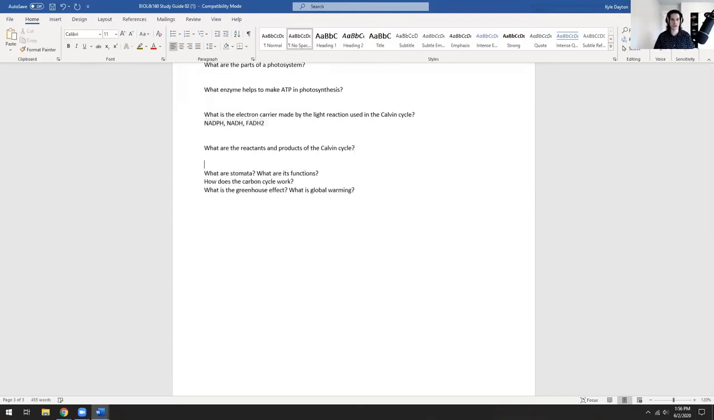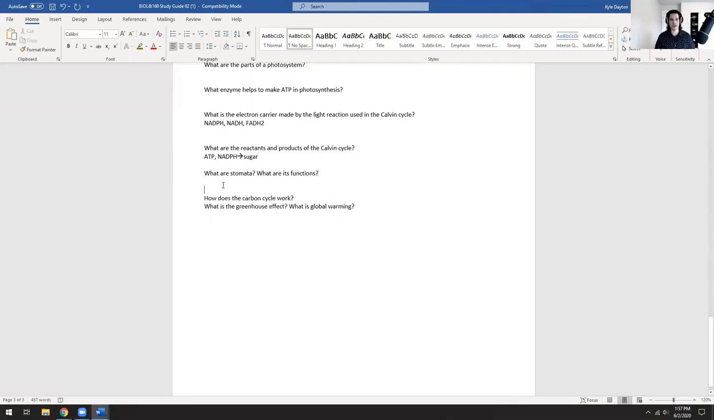So that's another question. What are the reactants and products of the Calvin cycle? In the Calvin cycle, you're using ATP and NADPH, and then you're essentially making sugar. And you're not making O2 there. That's what you do in the light reaction.